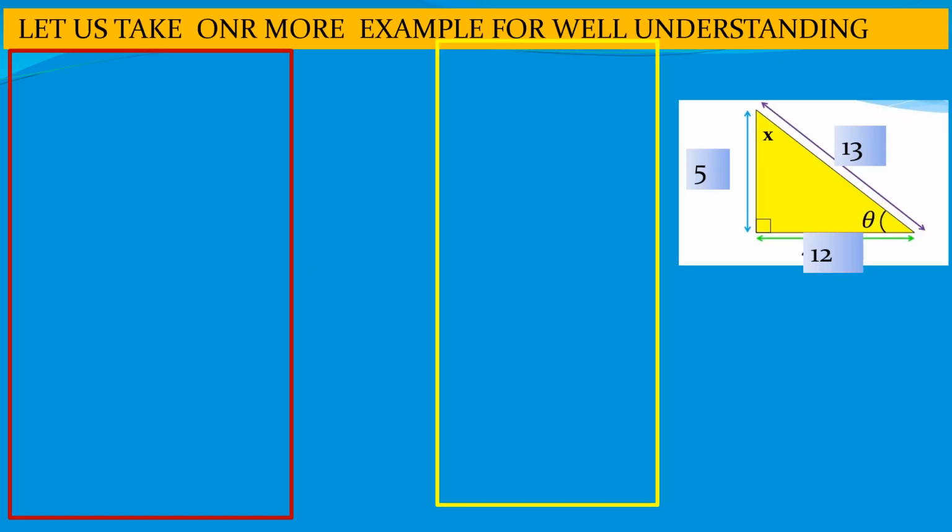Let us take one more example for well understanding. Here a triangle is there. Sides have been given. So now we are going to find what is the sin theta. Sin theta is nothing but theta's opposite side by hypotenuse. So that's why sin theta is equal to 5 by 13. And what is the value of sin x? Sin x is nothing but opposite to x is 12, hypotenuse is 13. So that's why sin x is equal to 12 by 13.